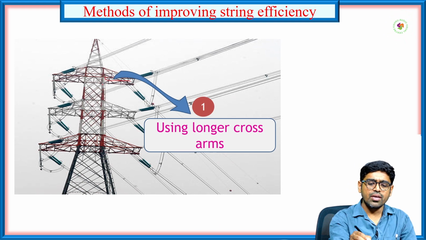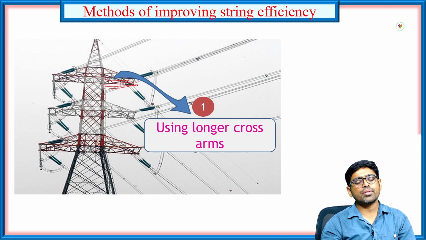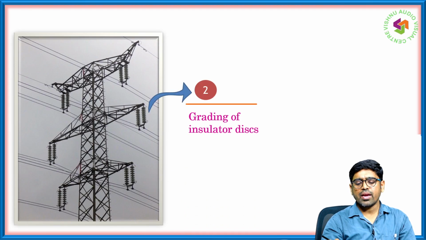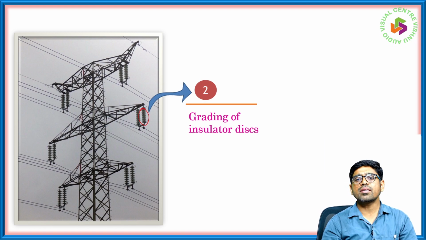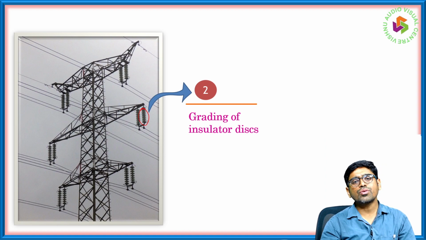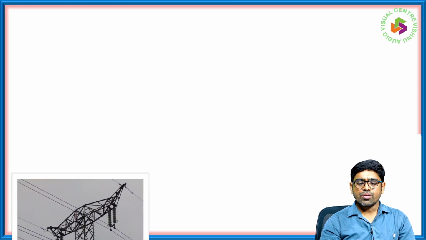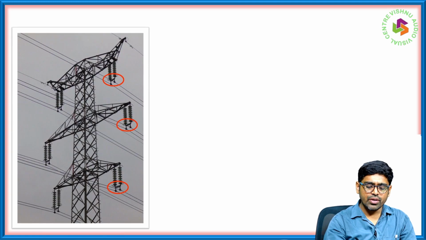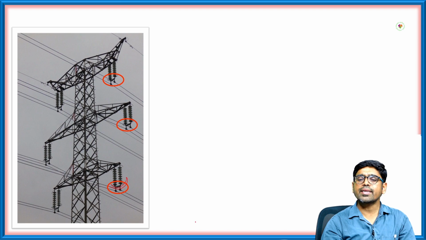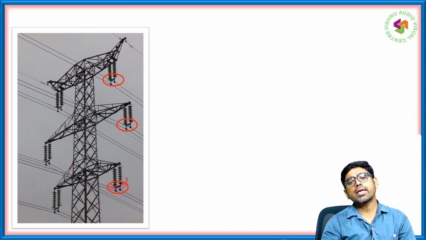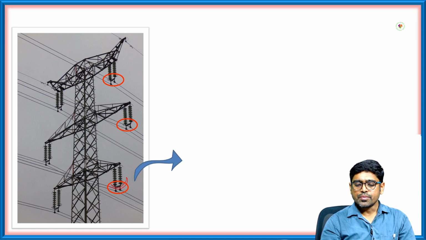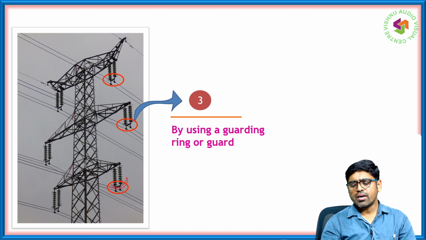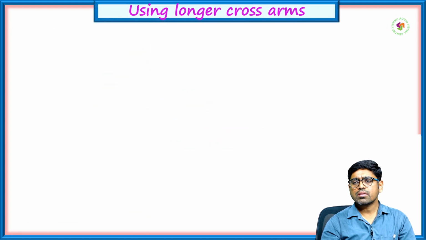The first method you can see is using longer cross arms. So these are the cross arms. If you increase the length of the cross arms, that is one method. Another method is grading of the discs. These discs can have different capacitances, so that grading can be achieved and you can increase the string efficiency. Another method is using a guard ring. At the bottom we have a guard ring, so that the shunt capacitance current can be nullified and the efficiency made greater. So that is by guard ring.